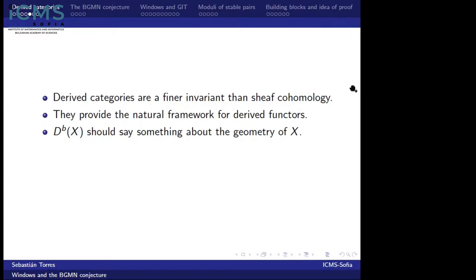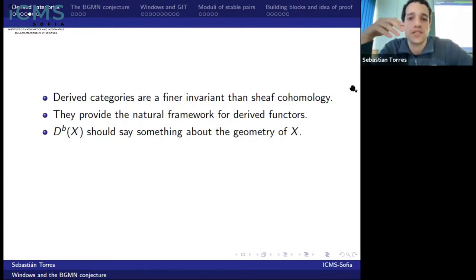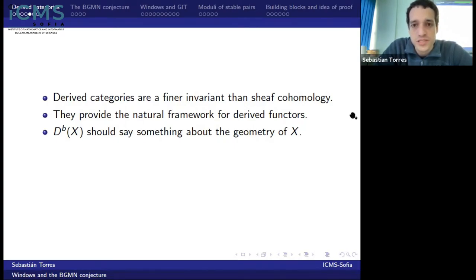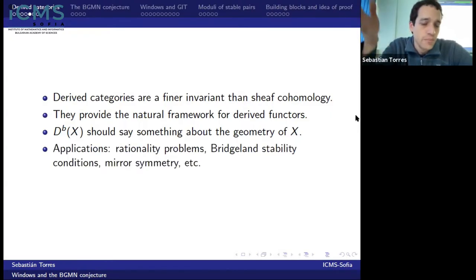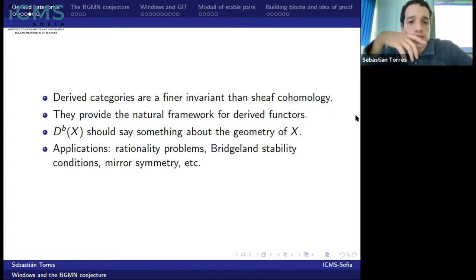Okay. So if you know something about the derived category, maybe you can recover something about X, or there are some Torelli theorems, for example, for Fano varieties and so on. And the idea is to try to understand DbX, so that should say something in geometry. Applications of this range from mirror symmetry to rationality problems or Bridgeland stability conditions.